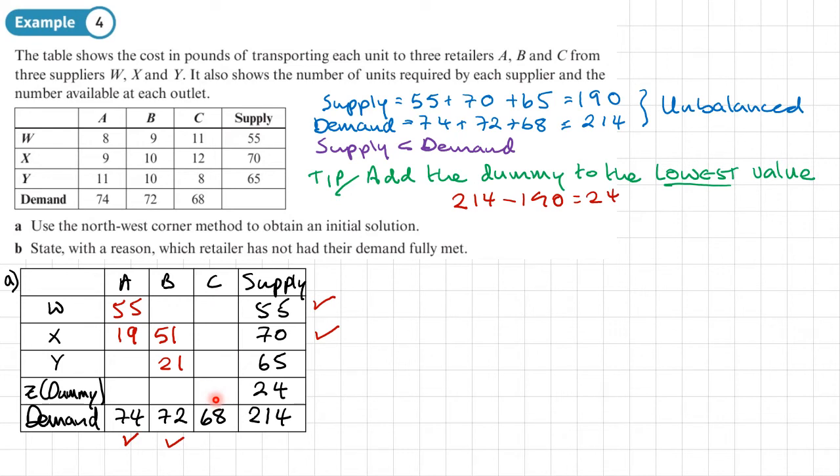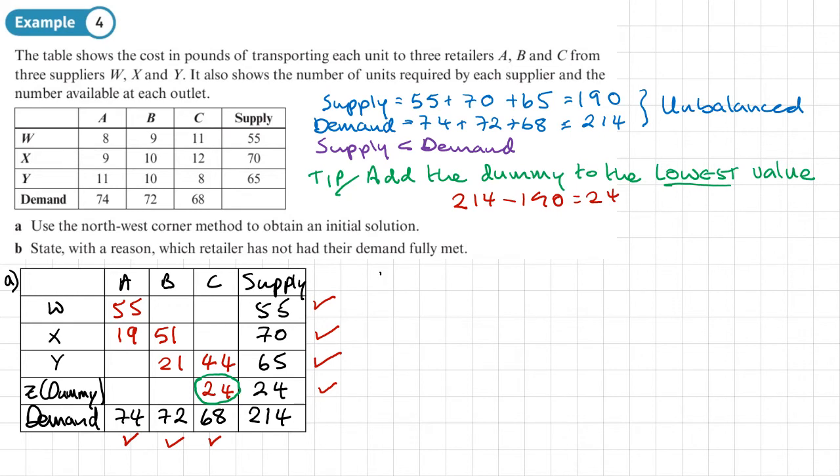Retailer C needs 68. Well, they can use some of supplier Y's, and that will leave 44. So they can use up 44 of theirs. So they're all used up, but retailer C isn't happy. They haven't got everything they need. We're using up a dummy, remember, so even though we put 24 here and we say okay, they're both happy, we're using up 24 from a dummy supplier, a supplier that doesn't really exist, a supplier that's there just for the purposes of this algorithm so that it balances.